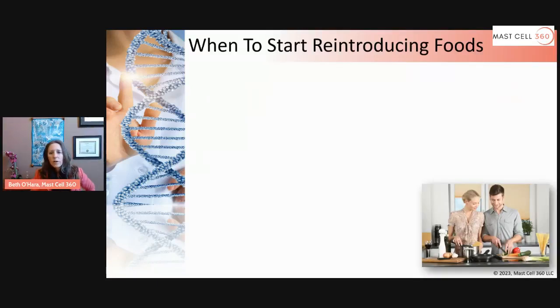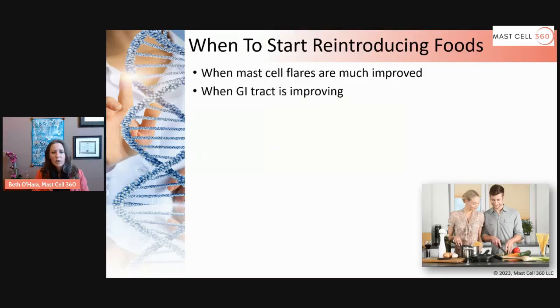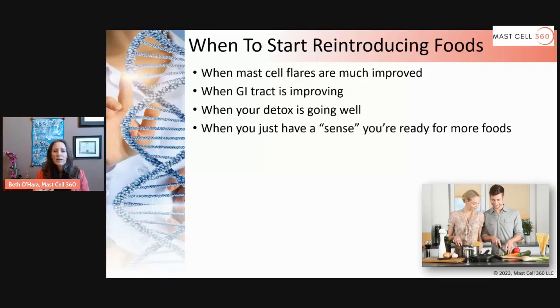All right, so how do you know it's time to bring foods back on? Well, when your mast cell flares are much better, so it's easier to tell what's what. If you're flaring every day and you can't tell what's triggering you, it's really hard to introduce new foods. So you want to get things calmed down. When your GI tract's been improving, you've got a detox going that's going well, you're tolerating it, and you're just going to get a sense that it's time to bring some new foods on. You're going to feel better, sturdier, more resilient, and then you'll know.